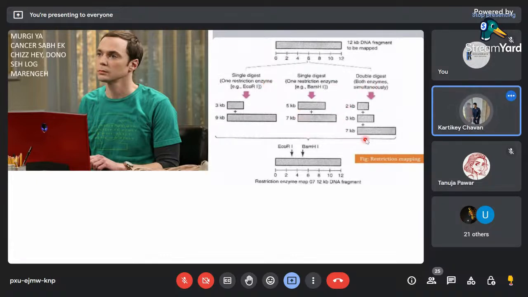So we can look at the bands. The first one is 3 kilobase pairs and 9 kilobase pairs. The second one is 5 kilobase pairs and 7 kilobase pairs, and the third one is the double digest, where two enzymes are used. You can see 2 kilobase pairs, 3 kilobase pairs, and 7 kilobase pairs. Three fragments are formed. For the single digestion, EcoRI is used in the first, BamHI is used in the second, and both enzymes are used simultaneously in the double digest.